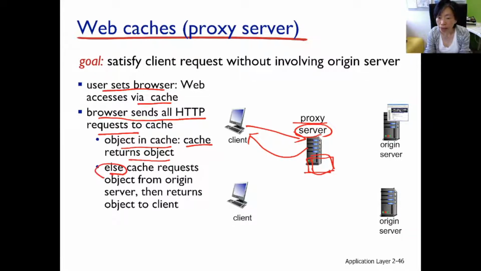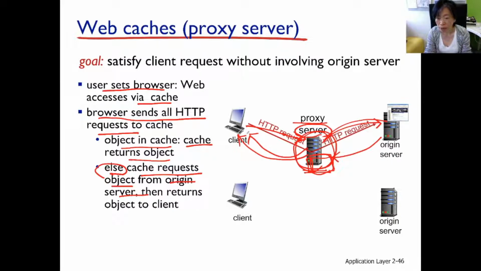Otherwise, the web cache here would request from the server a copy of the object. So the proxy server here is behaving like a client of the original server. The web cache requests the object from the original server like a client. Okay, and after the object is downloaded here, the proxy server then sends the object back to the requester.